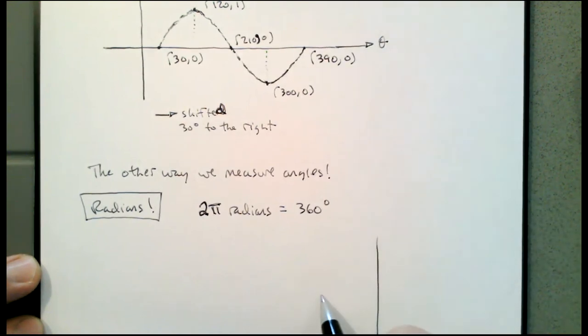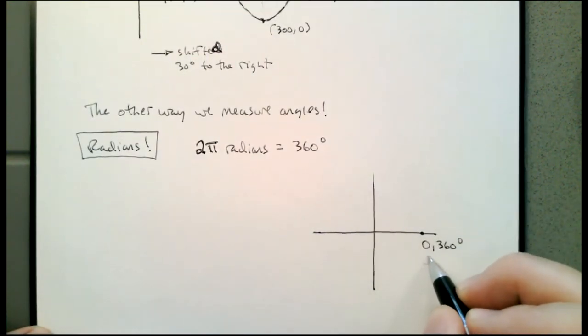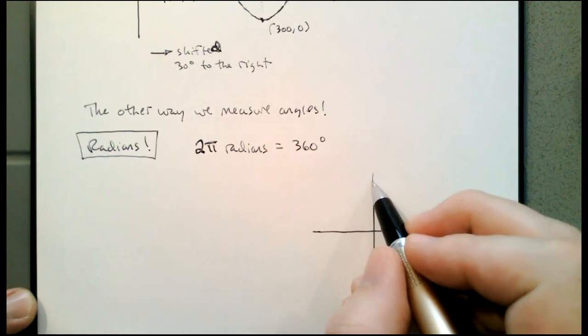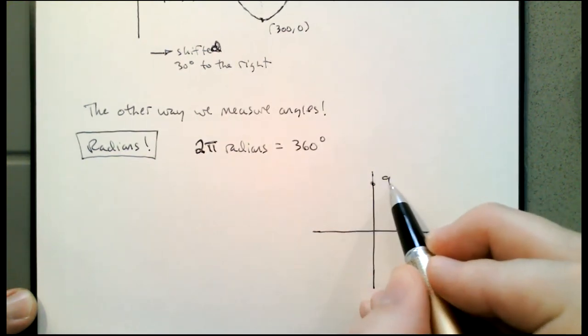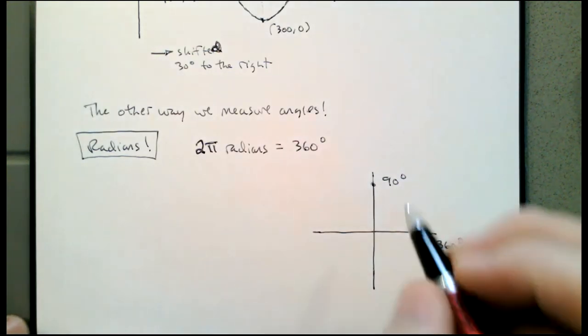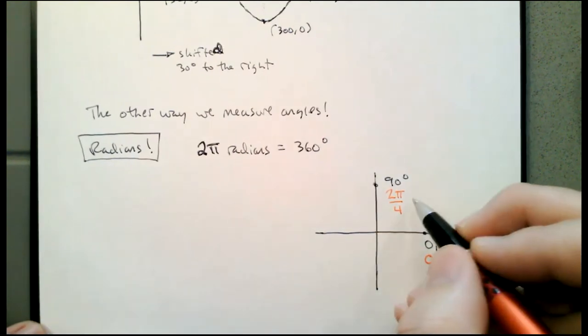Everything else is going to be fraction multiples of pi. So over here, we're going to have 0 or 360 degrees. And in radians, this will be 0 or 2 pi. Up at the top, this is going to be 90 degrees, but that's a full circle divided by 4. 2 pi over 4 is pi over 2. So this is 2 pi, a full circle divided by 4, but we're not going to write 2 pi over 4. We're going to write this as pi over 2.